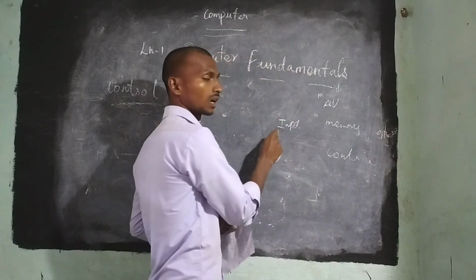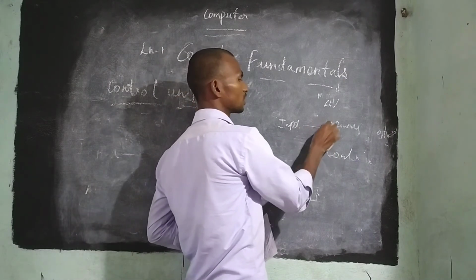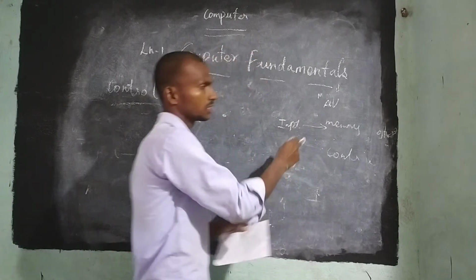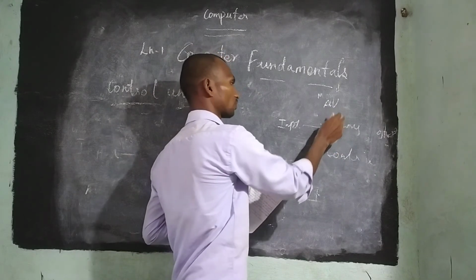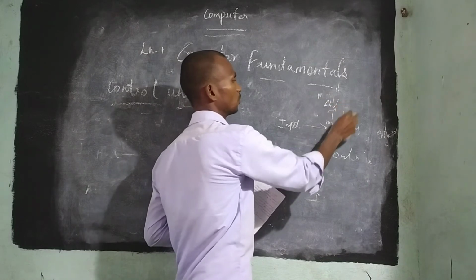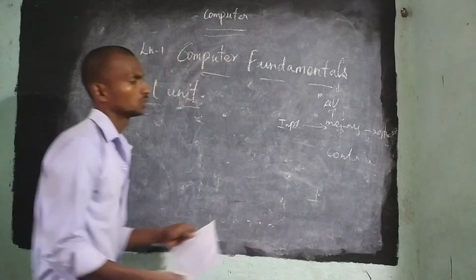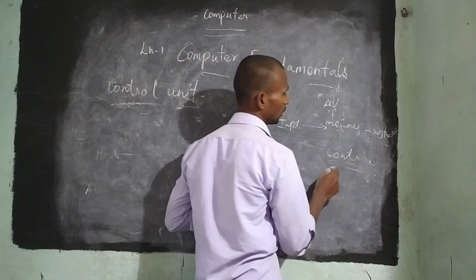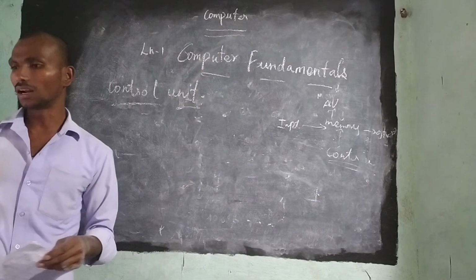First it will direct the input unit to give the instruction to the memory. Then the memory unit will send the process to the ALU. Then after finishing the ALU work, it will send the output. So like that only it is working. Each and every work is controlled by the control unit. Okay. Next, arithmetic and logic unit.